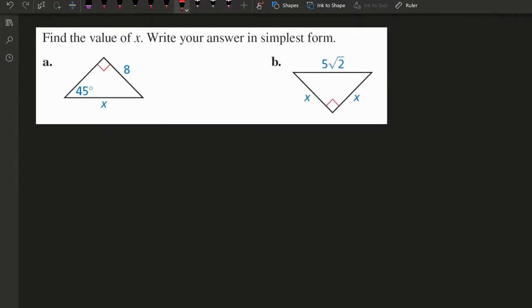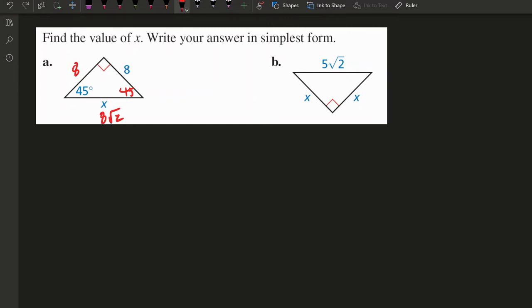in this first one, I see that this is a 45 and a 90, so that means this last one has to be 45. The 8 is one of the legs, and I know that the legs match, so if this is 8, this is 8, and then this one must be 8 square root of 2.